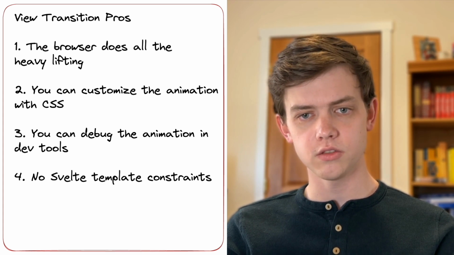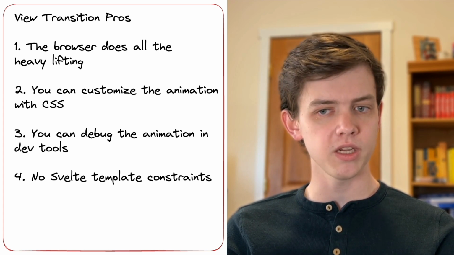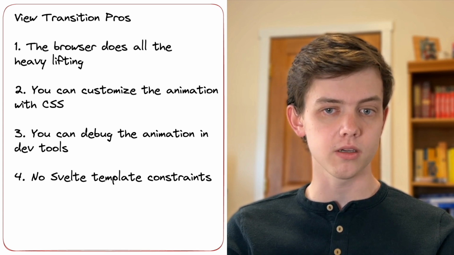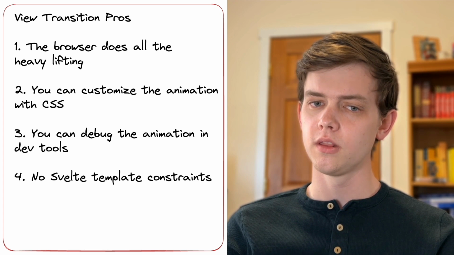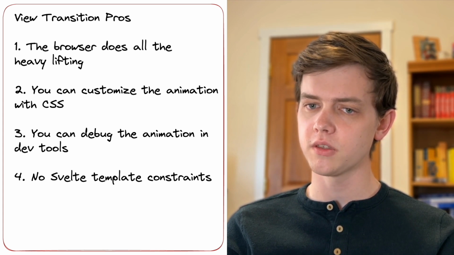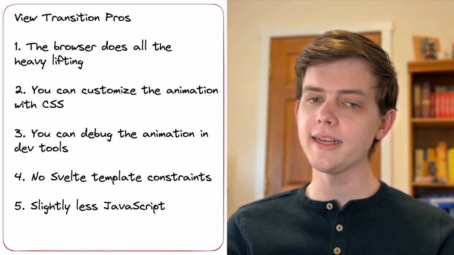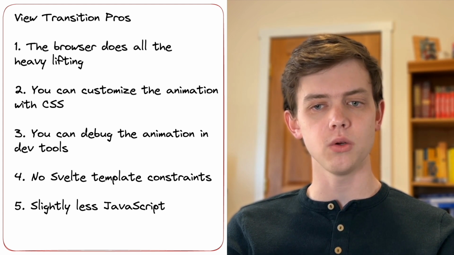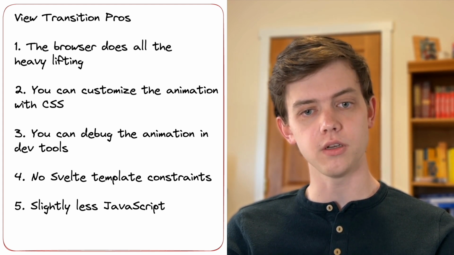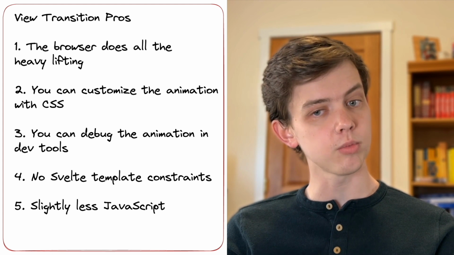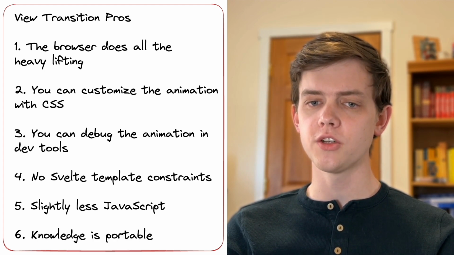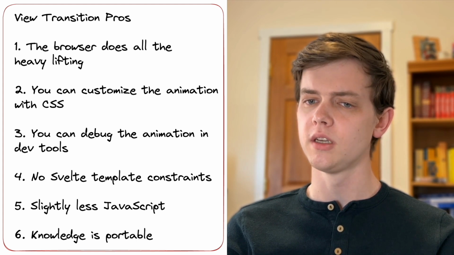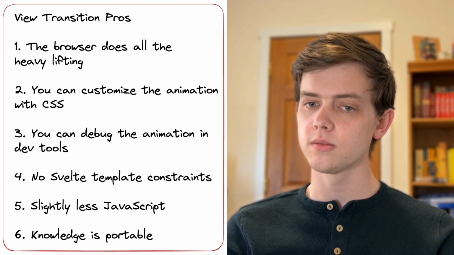Also, there aren't any Svelte templating constraints. With Animate Flip, we had to be in an each block. But the View Transitions API doesn't care about that. This one probably isn't significant enough to matter, but we do ship slightly less client-side JavaScript since we don't need to include Svelte's flip or crossfade code. And because it's a browser API, the knowledge is portable. You can't use Svelte animations and transitions in other frameworks, but you can use view transitions.